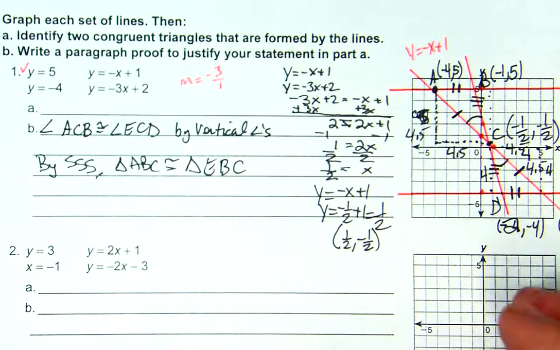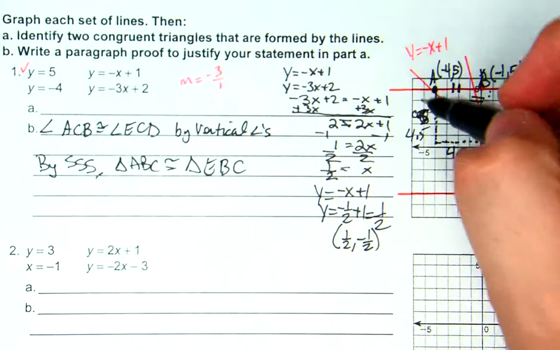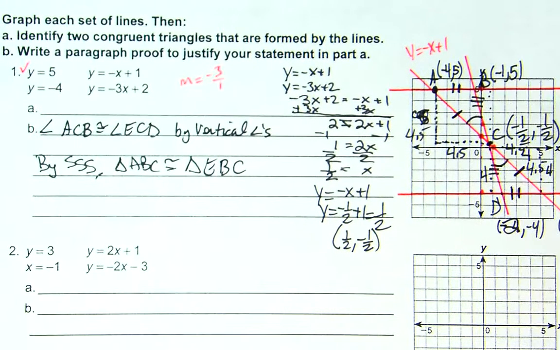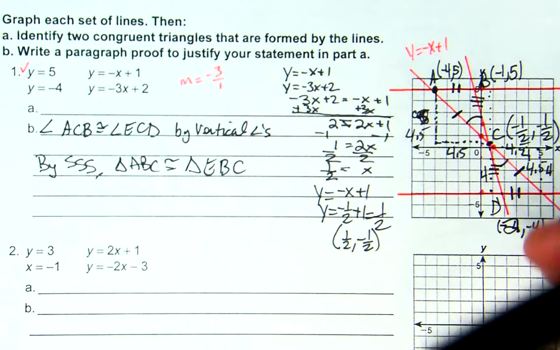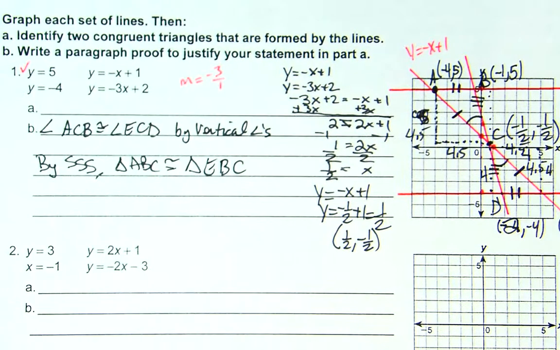And so we were able to get side, side, side. Or you could use side, angle, side as well, because we did have vertical angles. So you can do both of those ways. And that'll get you to the answer you need it to be.